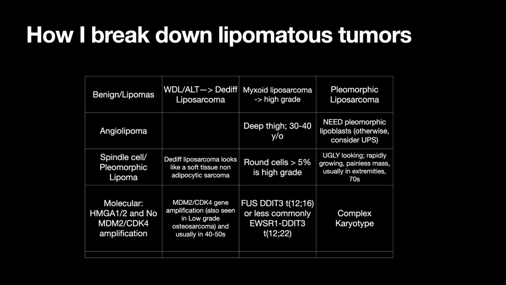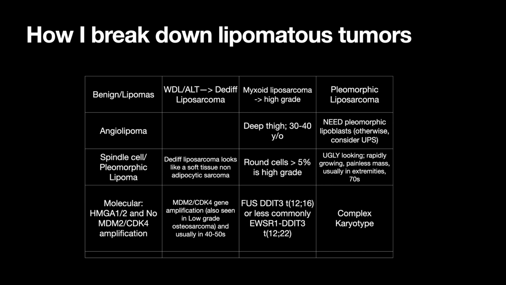First of all, I have to give credit to Dr. Jared Gardner. He has an amazing, very comprehensive video on liposarcoma, and he helped inspire this chart, which is how I break down lipomatous tumors. We can call them benign lipomas, and your subtypes include angiolipoma and spindle cell pleomorphic lipoma, and molecularly you'll have an HMGA1-2. However, you will not have an MDM2 CDK4 amplification.